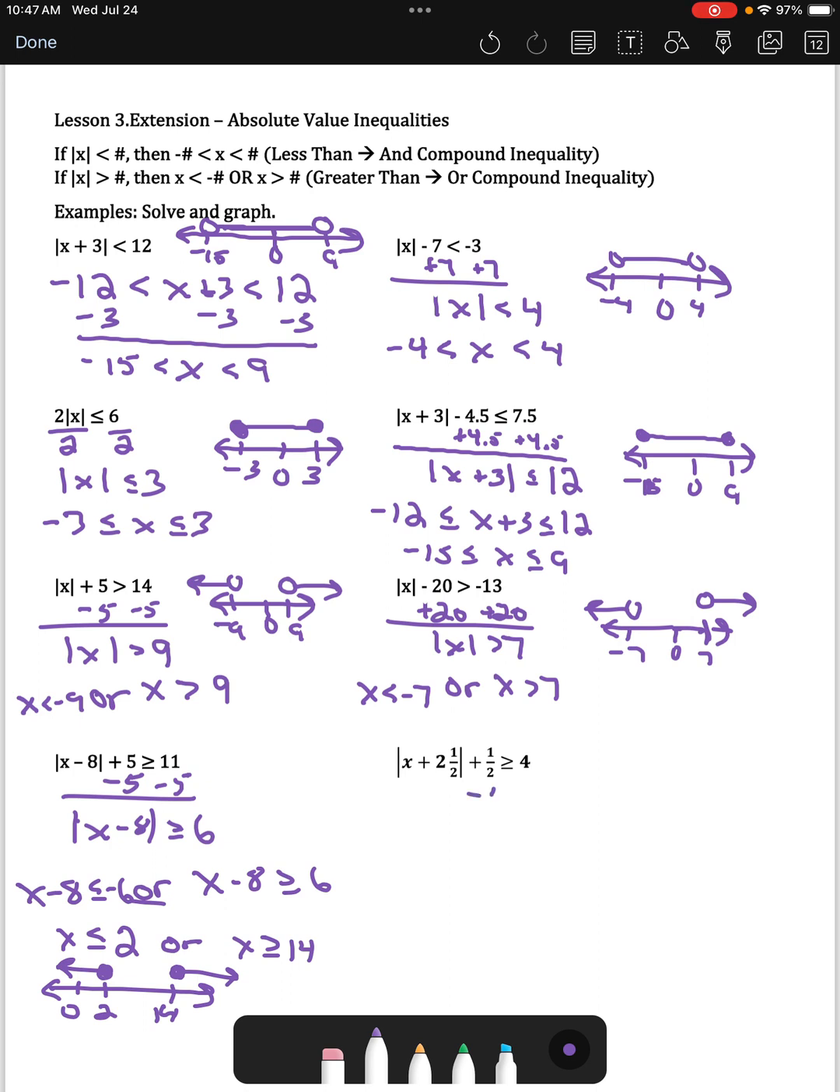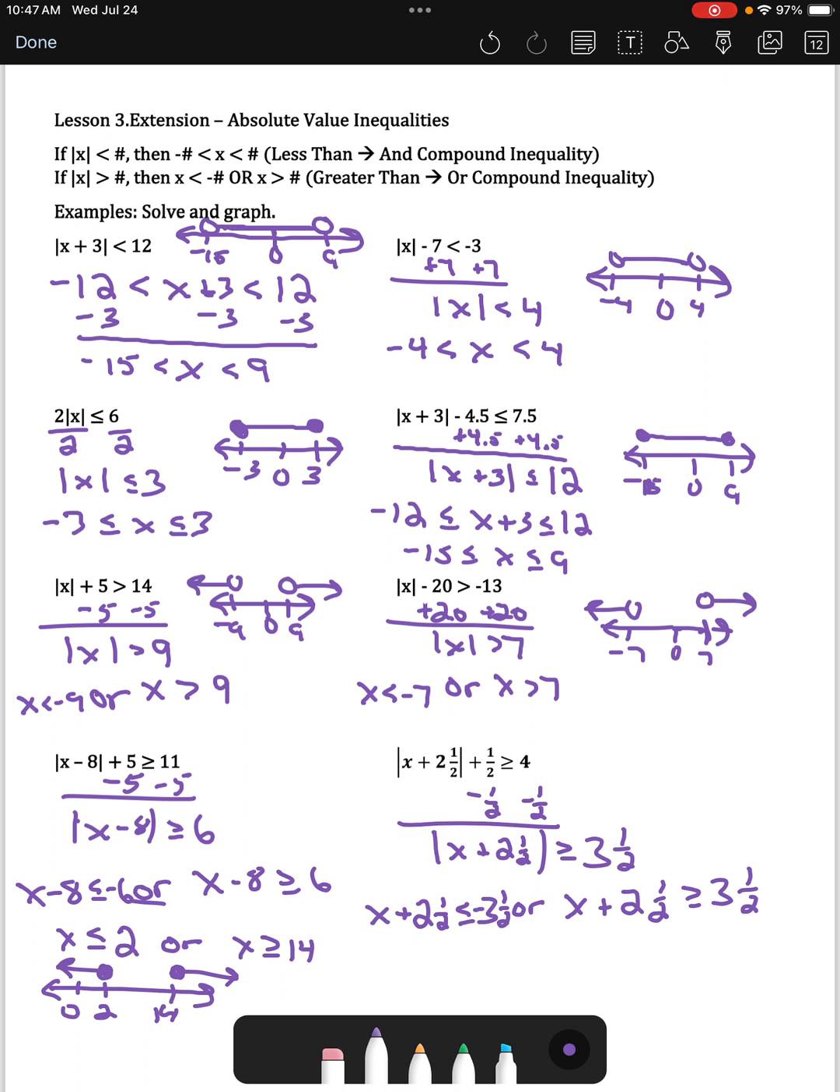And finally, we're going to subtract a half. We're not going to freak out about the fraction. It's not that bad. 4 minus 1/2 is 3 and 1/2. Now, again, we have expression greater than or equal to value. So we're going to have to separate into the expression. So x plus 2.5 is greater than or equal to 3.5. We also have the negative possibility, which is that x plus 2.5 is less than or equal to negative 3 and 1/2.